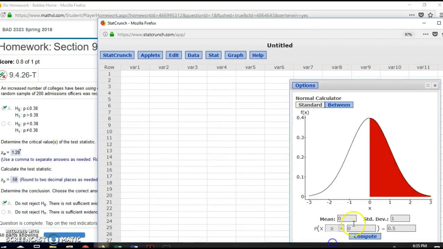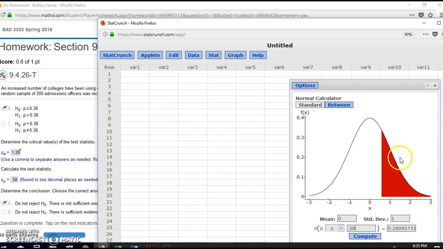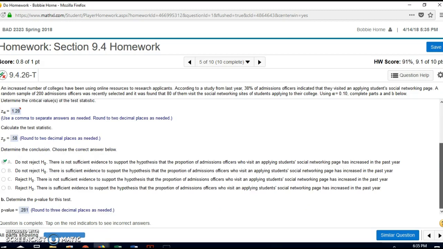So greater than or equal to, and then we do 0.58, and we get 0.281. Let's see if that's right for a p-value. Yes, 0.281. So I'm not sure, I may have miscalculated, or I didn't explain it very well.